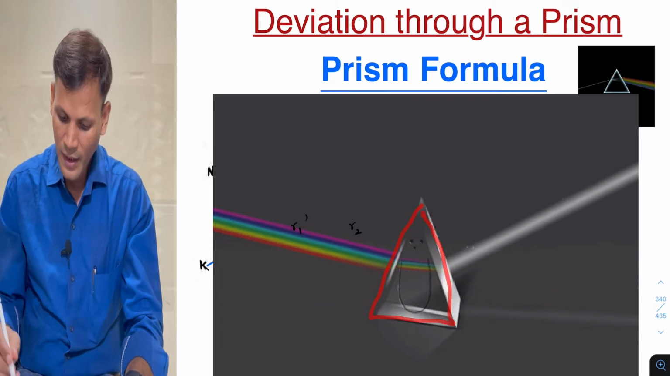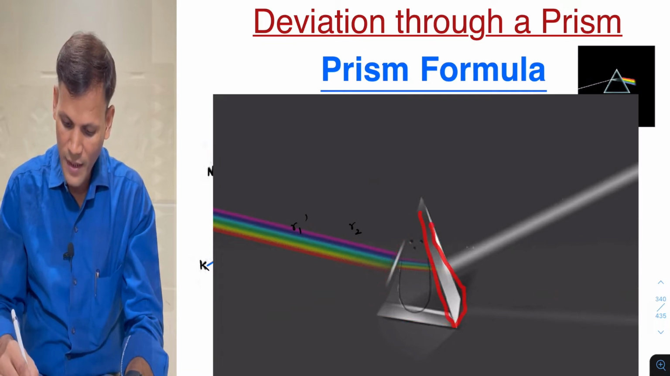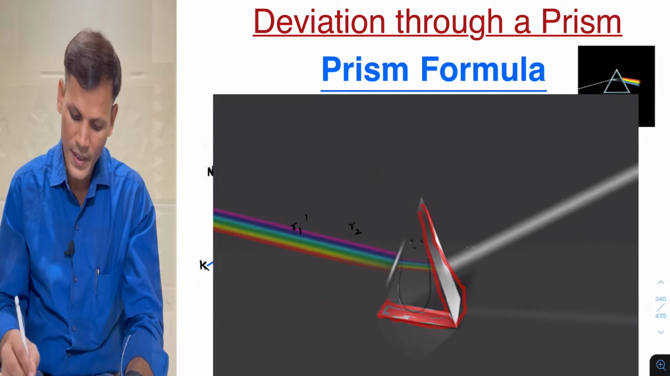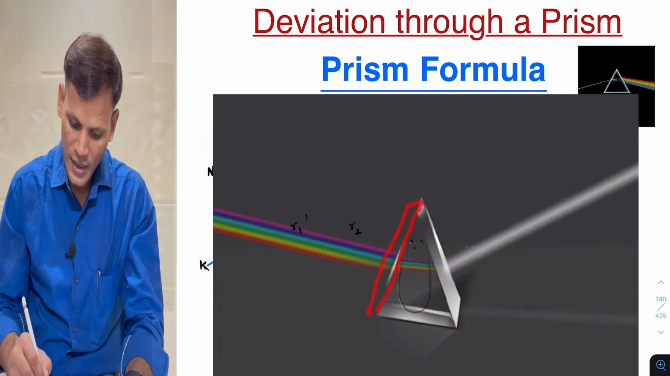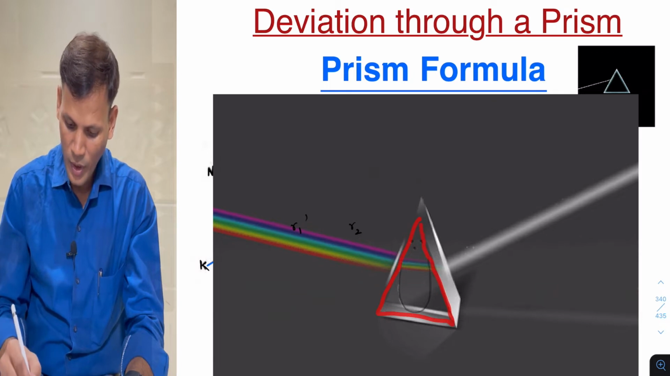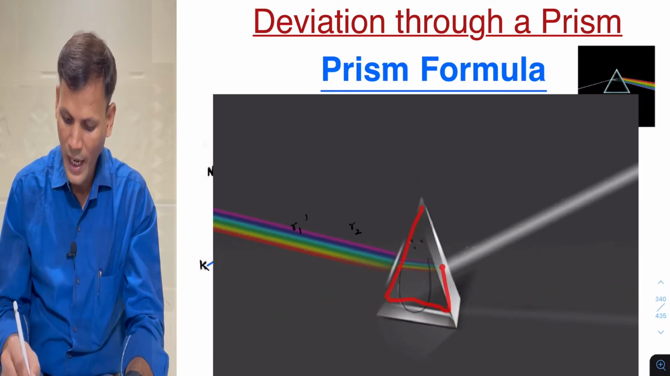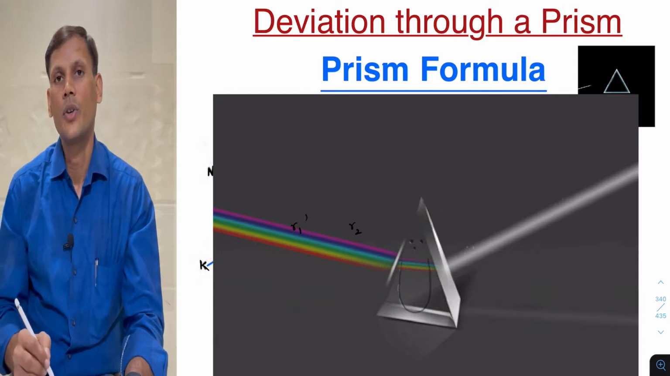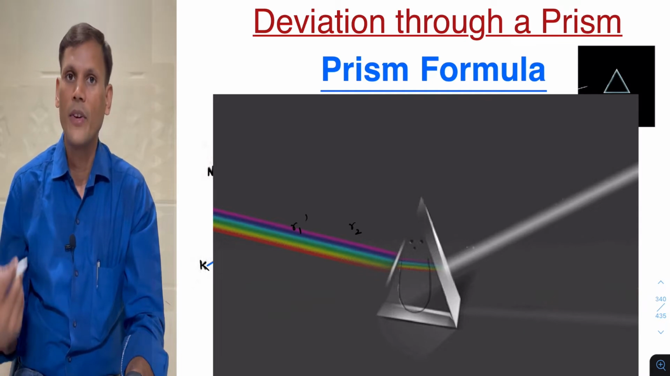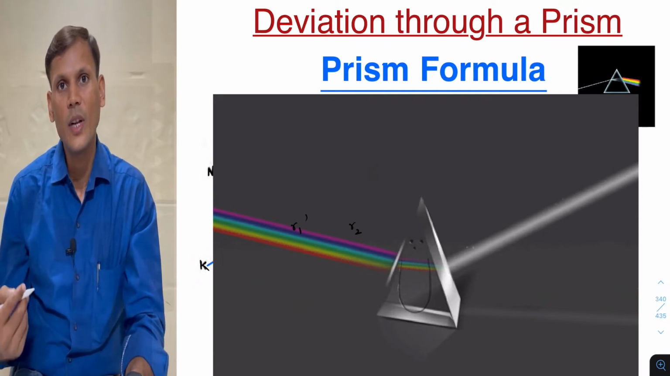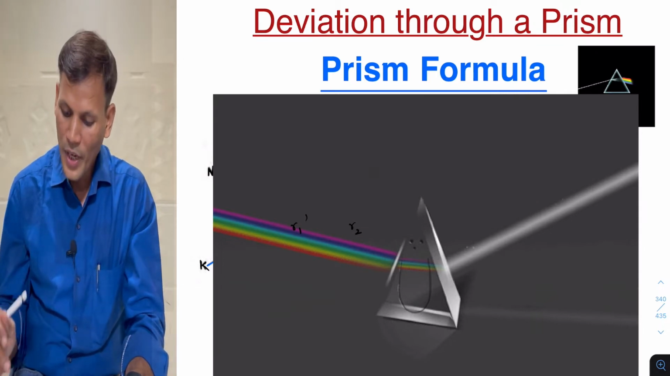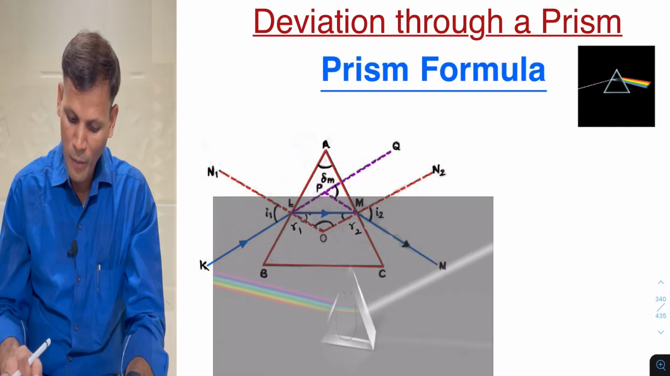As you can see, this is a rectangular surface, this is a rectangular surface, which I say is the base, and this is also a rectangular surface, and the front and the back, which we can't see here, are the two triangles. So what is the prism? A prism is made up of glass, having three rectangular surfaces and two triangular surfaces. Now we have to discuss the prism formula.